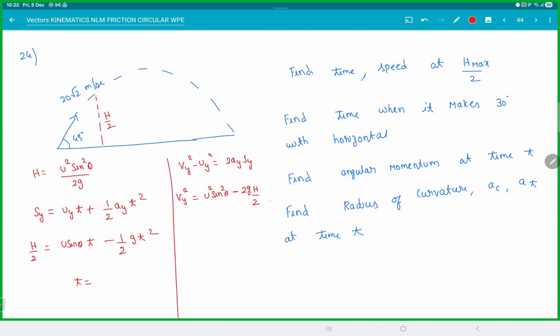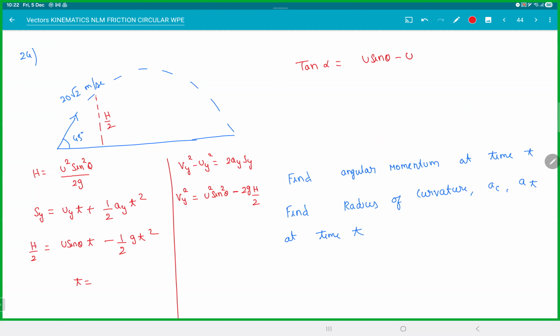You want the time when it makes an angle of 30 degrees. I hope you remember that formula. Tan alpha is equal to u sine theta minus gt by u cos theta. This is simply vy by vx. But he said 30, he didn't tell you which 30. So take plus or minus 30. While going up and while coming down, there will be two answers.